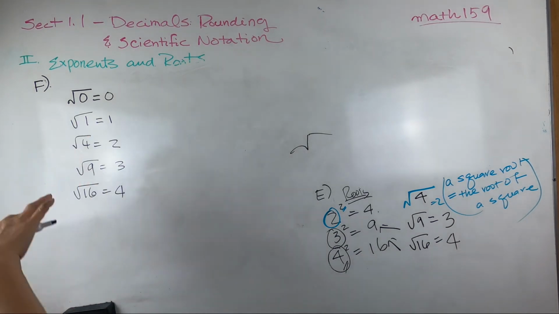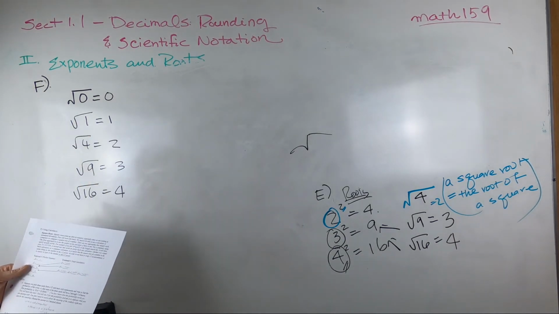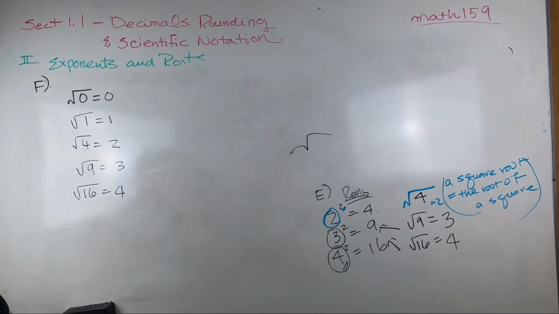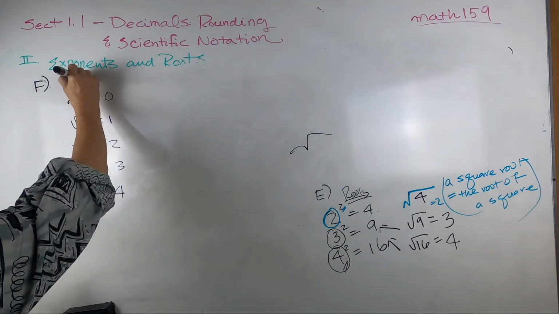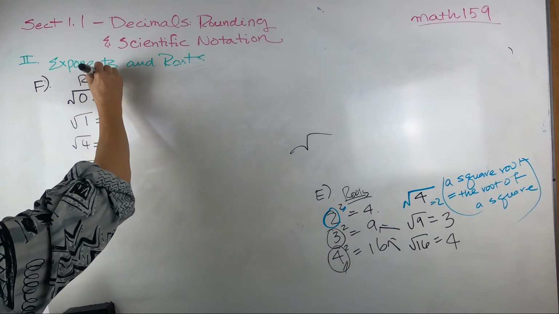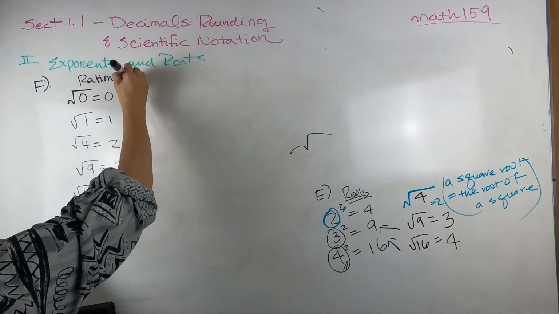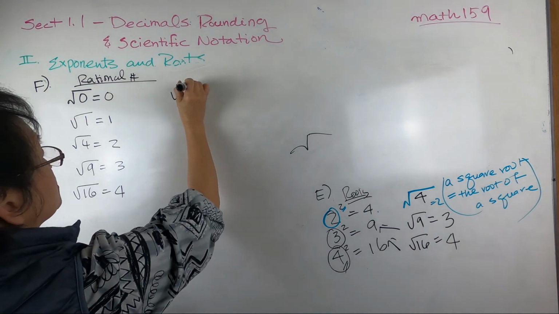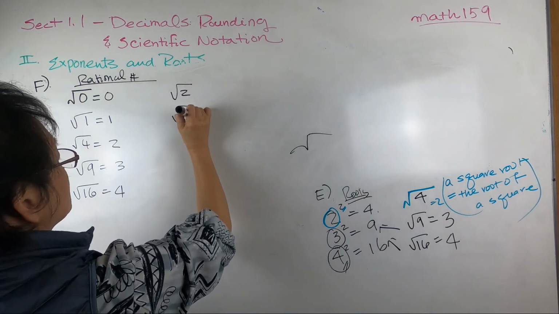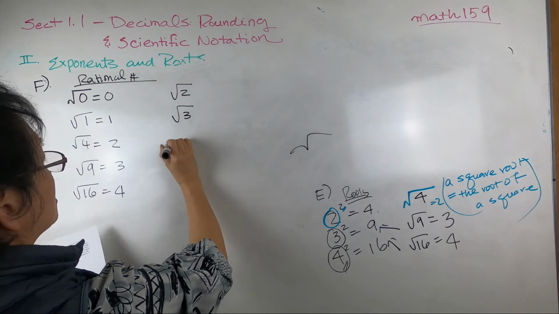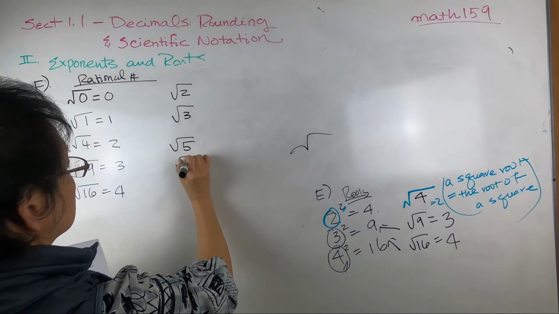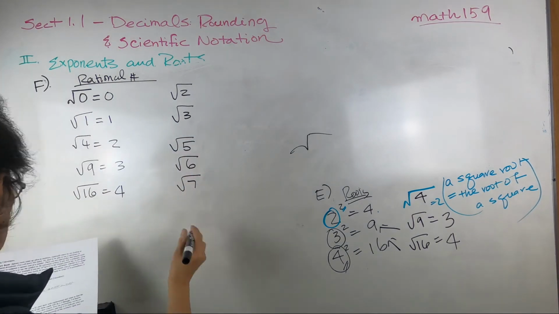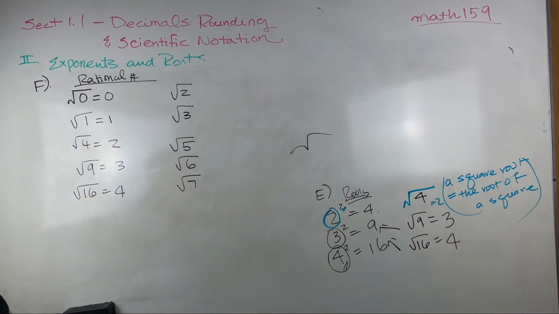However, those are reasonable numbers because it's a perfect square. We call them reasonable numbers. We call them what? Rational. Rational means reasonable. Right? However, what happened to square root of 2, square root of 3, or square root of 5, 6, and 7, or 8? Right? What do you think?